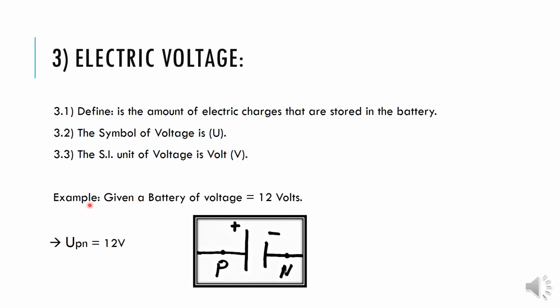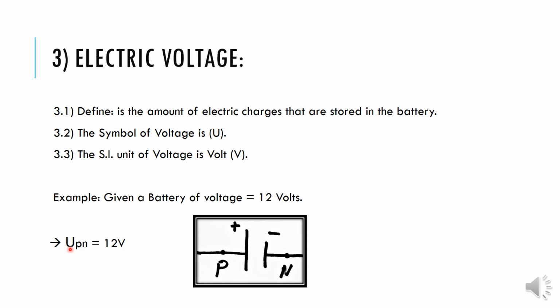For example, given a battery of voltage equals to 12 volts. How do we read the voltage across the battery? We always read from the positive terminal to the negative terminal. Here, the point on the positive terminal is P, and the point on the negative terminal is N, so we read it as UPN equals to 12 volts.